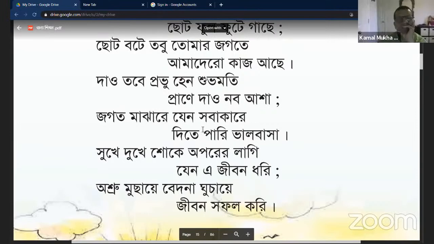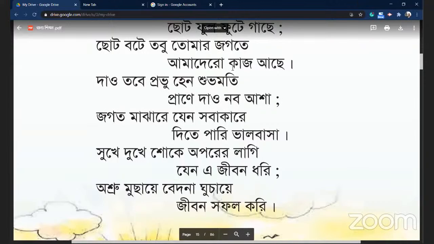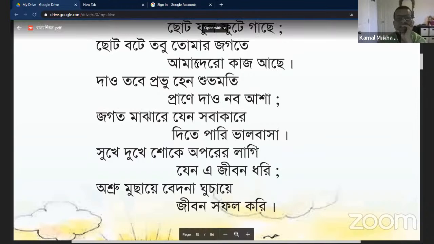So let me interpret where we left. Even though we are small, but in your world, we also have duties to perform. You also have a job to finish. Amader kaj ache. Amader is also a pronoun, sarbanam. Kaj is work. So kaj ache together is a kriya, kriyapad, but here it is a noun, a visheshya, kaj.